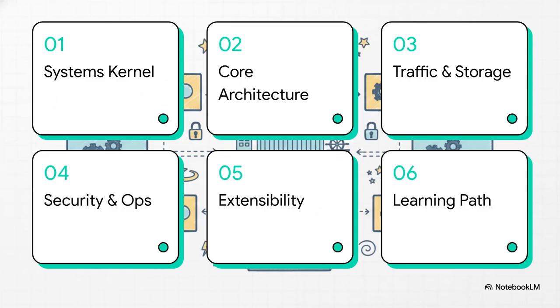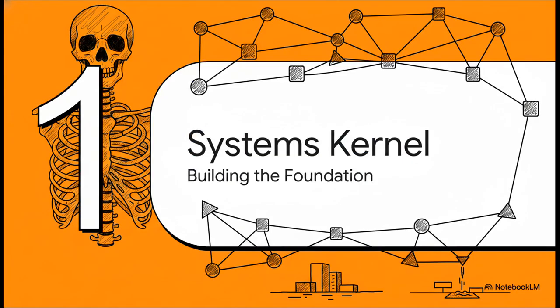So here is our roadmap for this explainer. We'll start with 1, the distributed systems kernel, then 2, core architecture and workloads, and 3, traffic, configuration, and storage. After that, we'll hit 4, security, operations, and tools, 5, advanced scheduling and extensibility, and finally, 6, your customized learning path. I know it sounds like an absolute avalanche of buzzwords, but don't worry, we've got it all neatly organized right here. All right, let's kick things off.